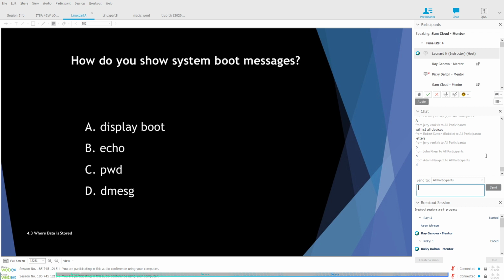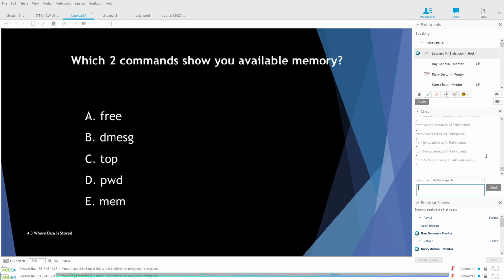How do you show system boot messages? Yeah, it's almost like we just talked about this a little while ago. So your boot process is shown in the kernel. That is where your system boot messages are. Which two commands show you available memory?